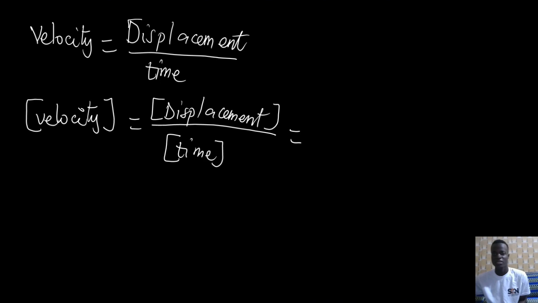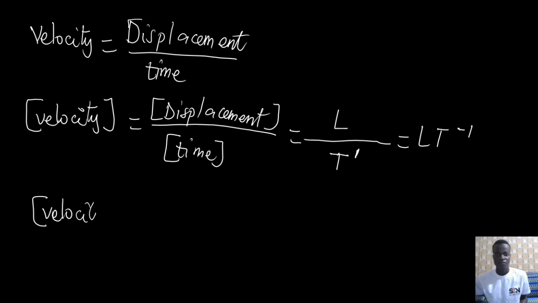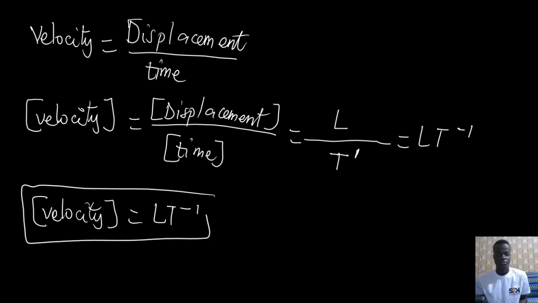When we did that, displacement is the same as what? Distance, the same as separation. And anything separation is what? Capital L. And time is what? Capital T, from the previous session. So again, we want to bring the T up. So it becomes L T to the power, here it was power 1, so it becomes power negative 1. So the dimensional value of velocity is equal to L T to the power negative 1.